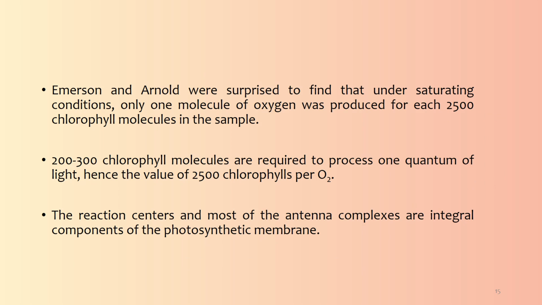In their measurement of the relationship of oxygen production to flash energy, Emerson and Arnold were surprised to find that under saturating conditions, only 1 molecule of oxygen was produced for each 2500 molecules of chlorophyll in the sample. We know now that several hundred pigments are associated with each reaction center and that each reaction center must operate 4 times to produce 1 molecule of oxygen. Hence, the value of 2500 chlorophylls per oxygen was calculated.